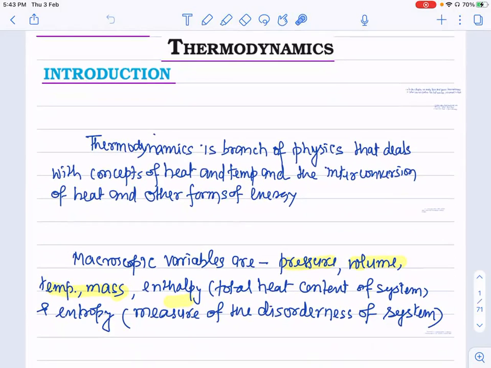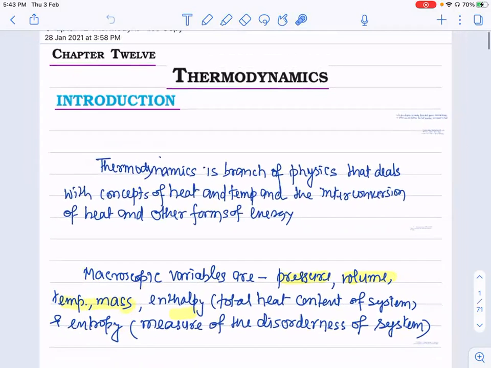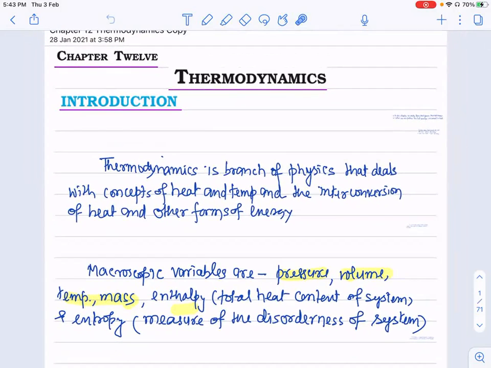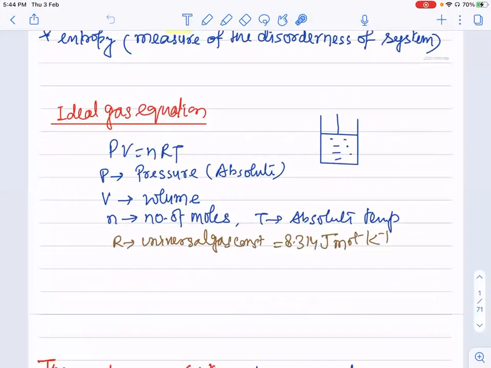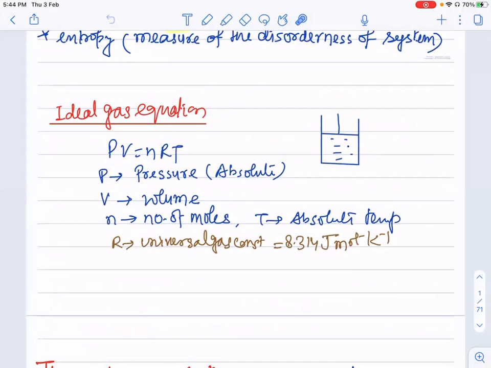Here we are going to see various processes, which will be described by variables. We call them macroscopic variables, like pressure, volume, temperature, mass, enthalpy. Enthalpy is the total heat content of the system, and entropy is a measure of the disorderness of the system. These two terms you are going to see in detail in chemistry, but we are going to discuss pressure, volume, temperature, mass, etc. in the thermodynamic processes. All right. So first we have to see the ideal gas equation, because with the help of this, we are going to discuss the various thermodynamic processes.